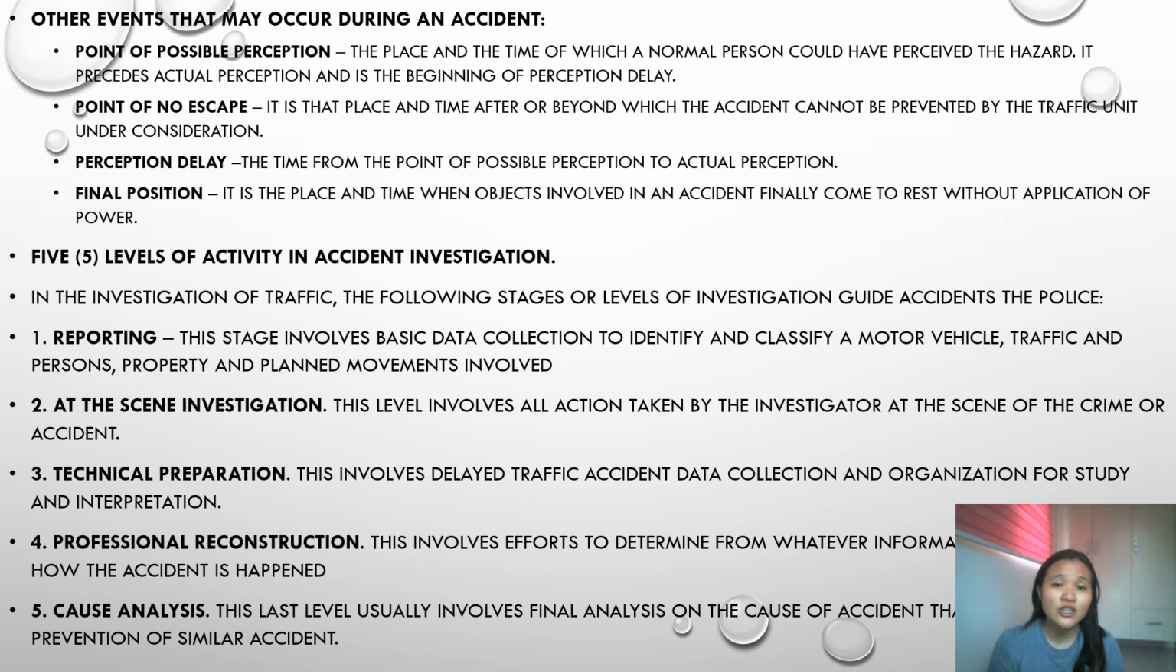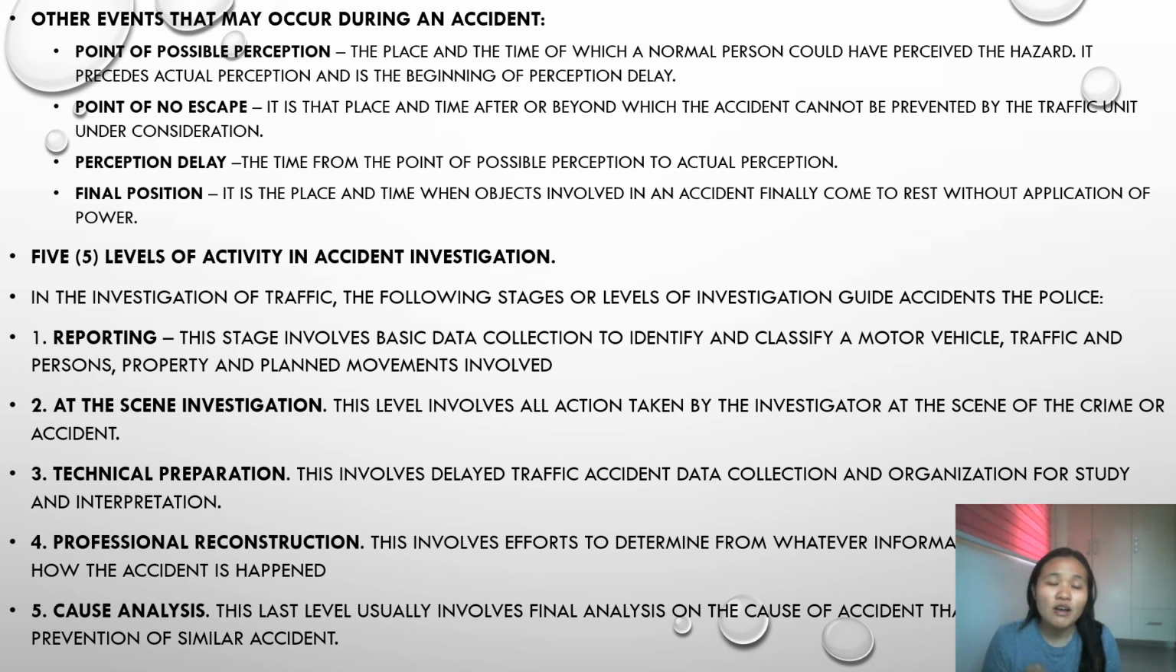Next, at the scene investigation. This level involves all action taken by the investigator at the scene of the crime or accident. Number 3, technical preparation. This involves delayed traffic accident data collection and organization for study and interpretation. Number 4, professional reconstruction. This involves efforts to determine from whatever information is available how the accident happened. And last, cause analysis. This last level usually involves final analysis of the cause of the accident. So, dito na nila i-analyze kung paano nangyari yung aksidente na yon, kung bakit nangyari yung incident na yon. That are bases for the prevention of similar accidents.